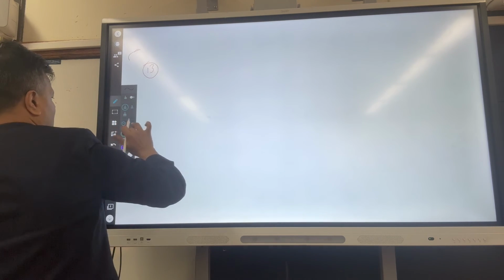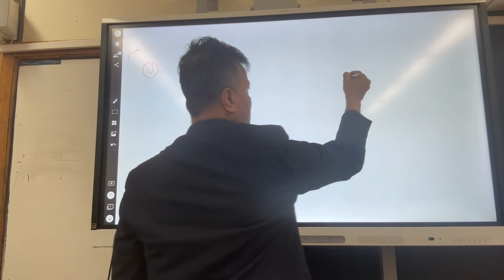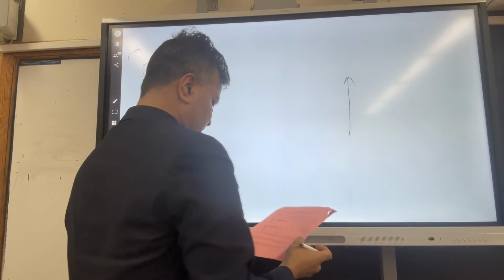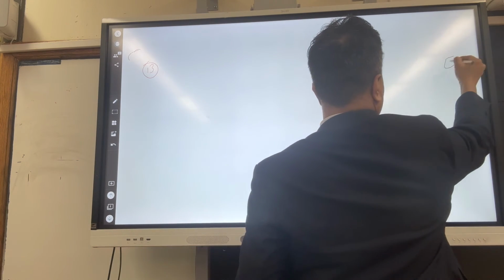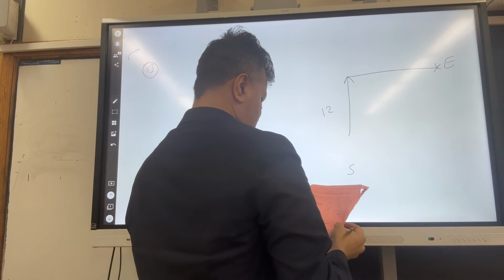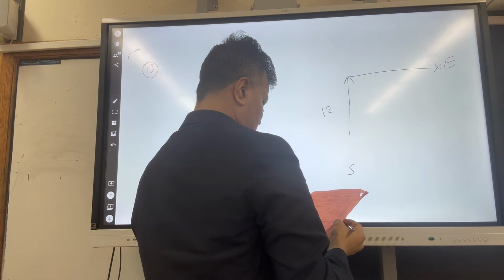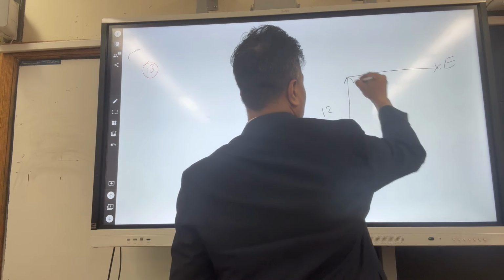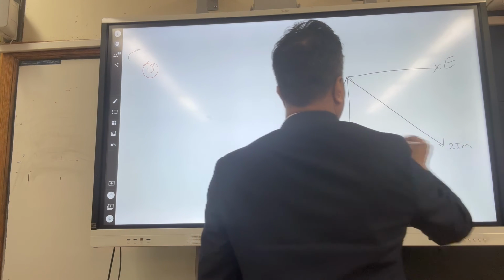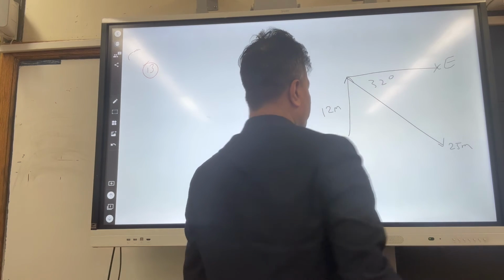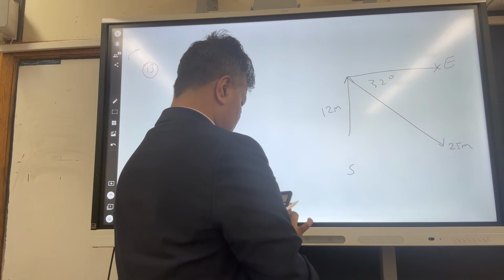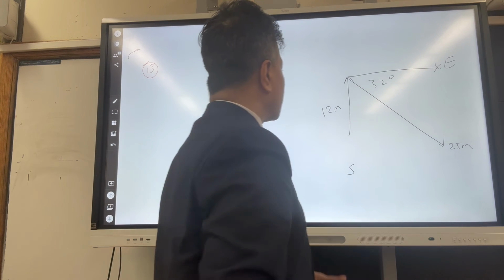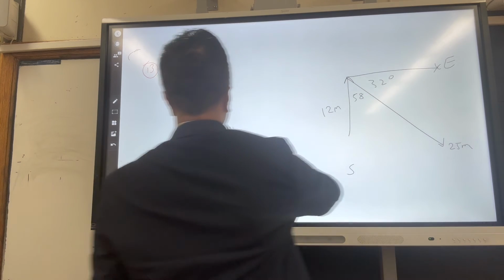So problem 13 would be the same. Well, problem 13 is you move something to the north, how much? 12 meters to the north, and this is south, this is east, this is x-axis. You move 25 meter at 32 degree southeast. 90 minus 32, 58. So this is 58.